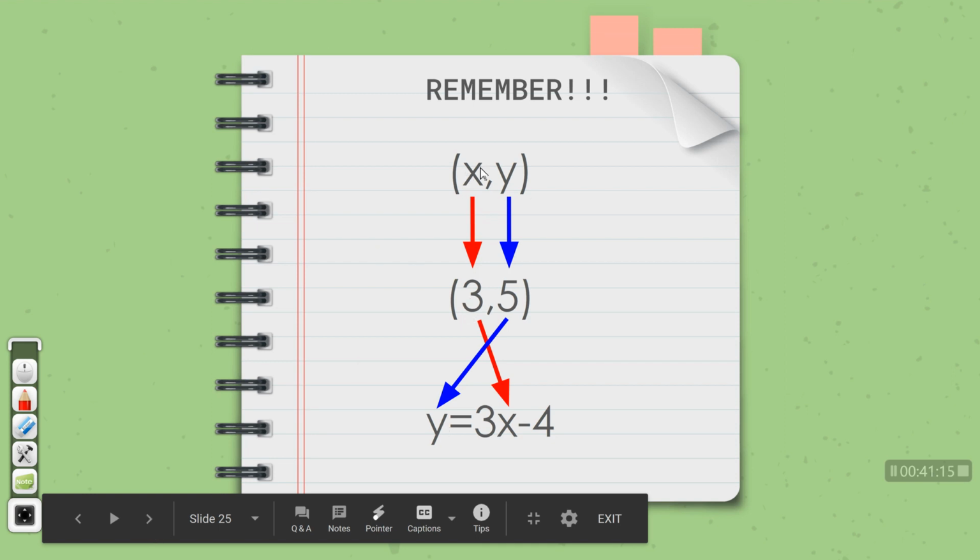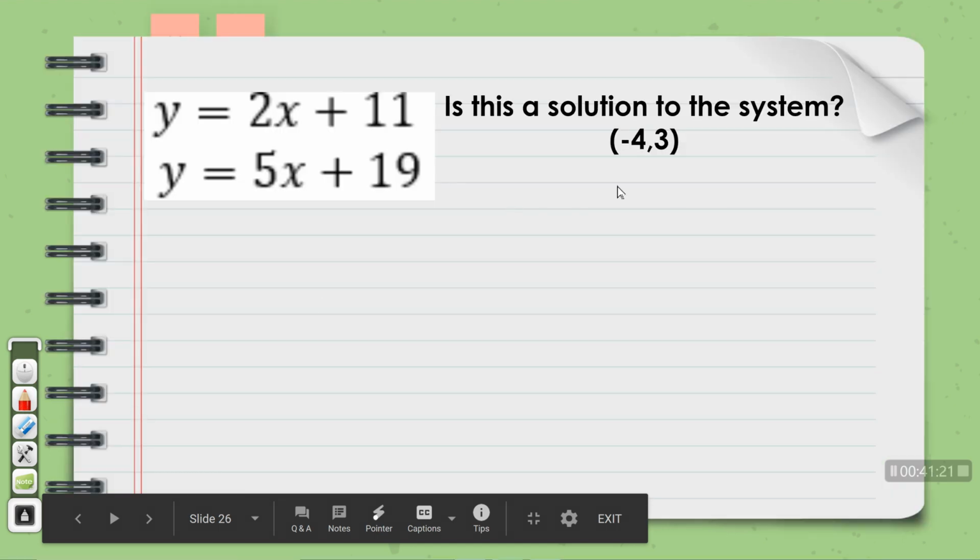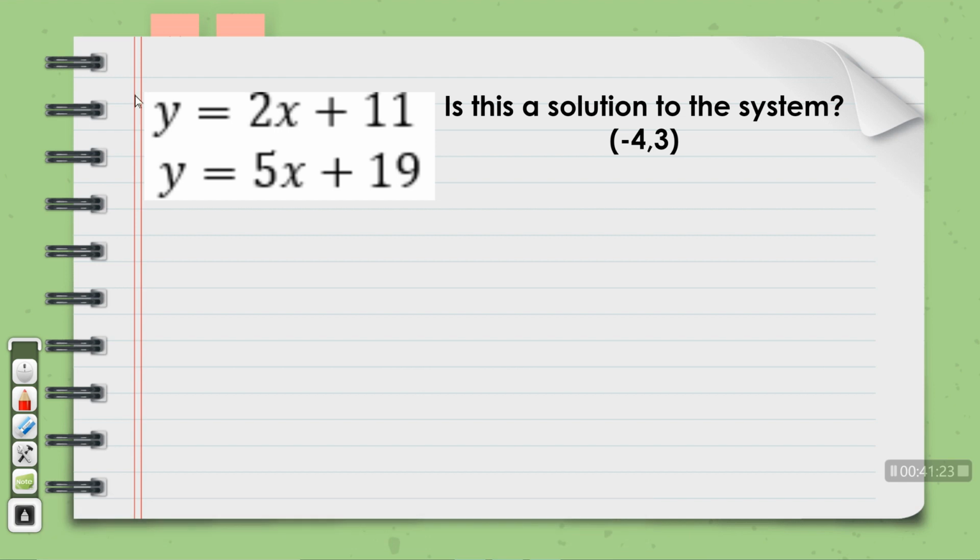All right. I think you got this. You remember x is first, y is second. X goes here, y goes here. Let's try this. We want to see if negative 4, 3 is going to be a solution. This is where you would want your calculator. This is your x value, and this is your y. I like to label them so I don't forget. We're going to plug in the x here and the y here.